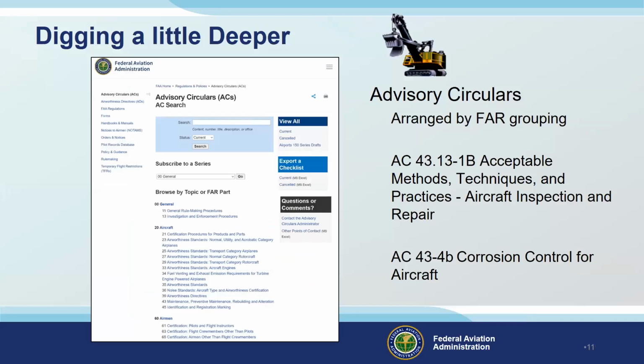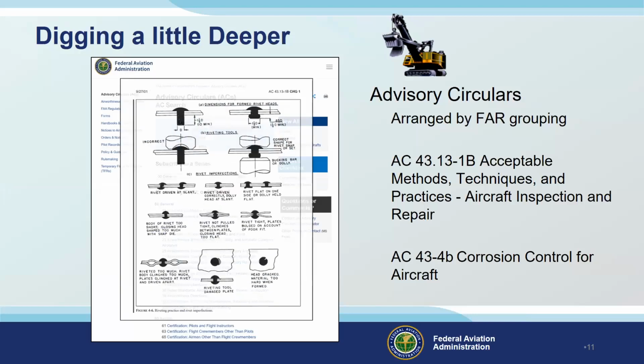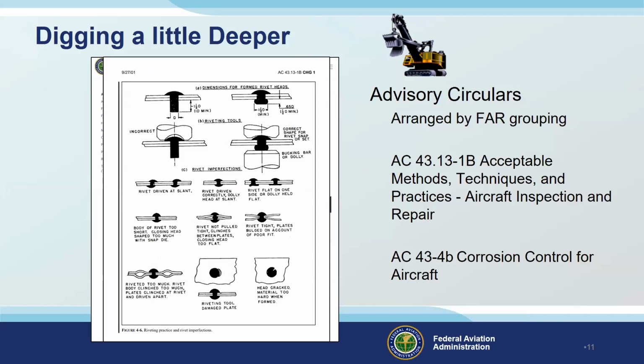If you dig a little deeper and look at advisory circulars, you can search by number or browse by the topic. And here's an example of AC 43.13-1B, acceptable methods, techniques, and practices for inspection and repair. And now this is actually approved methods for Part 23 aircraft.